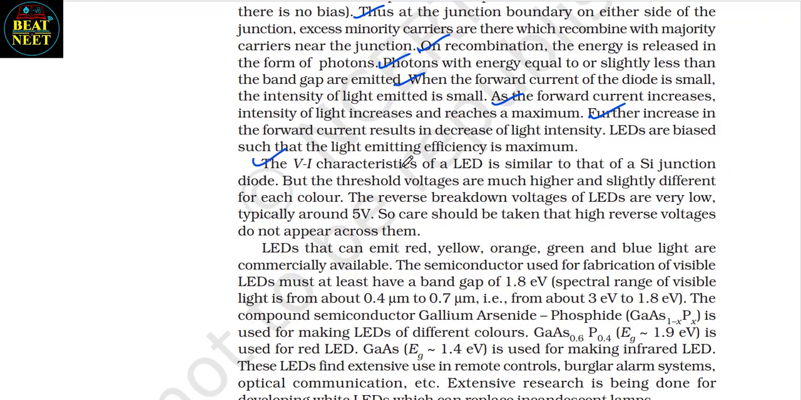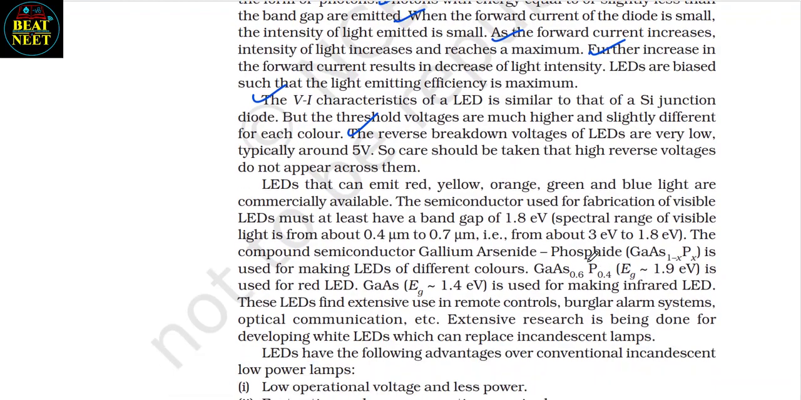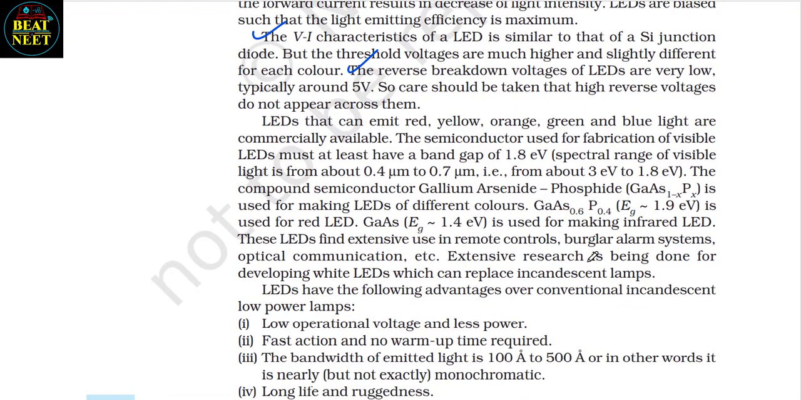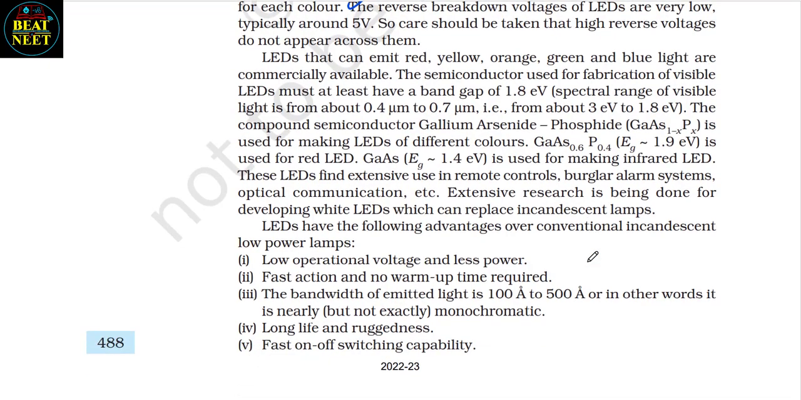The VI characteristics of LED is similar to that of the Si junction diode, but the threshold voltages are much higher and slightly different for each color. The reverse breakdown voltage of LEDs is very low, typically around 5 volts, so care should be taken that high reverse voltages do not appear across them. LEDs that can emit red, yellow, orange, green and blue light are commercially available.